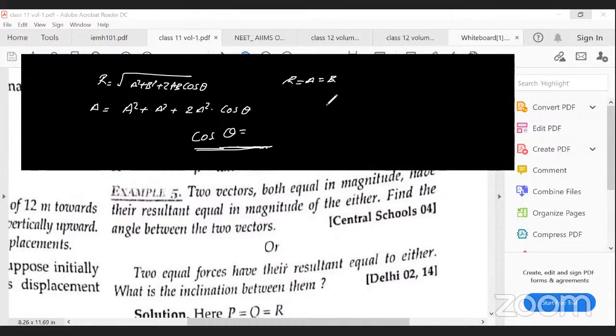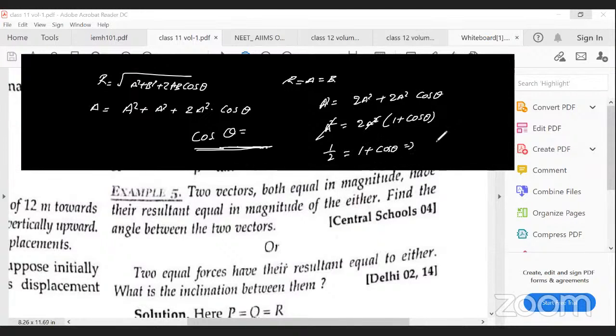Good. So A square is equal to 2A square plus 2A square cos theta. நான் 2A square common எடுத்துடுறேன். It is 1 plus cos theta into 2A square, so A square cancel ஆகும். So it is 1 by 2 is equal to 1 plus cos theta. So from this relation cos theta is equal to half minus 1, which is equal to minus 1 by 2. So cos theta is equal to minus 1 by 2.